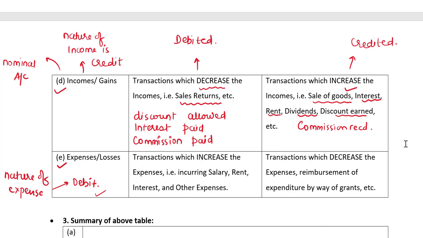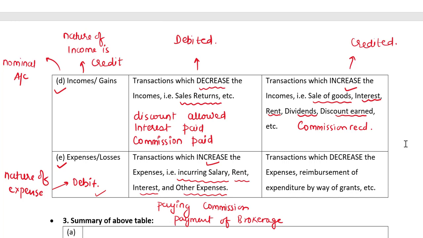So transactions which increase the expenses, like paying salary, paying rent, paying interest, and other expenses, paying commission, paying brokerage, payment of brokerage, these things will increase the value of expenses, and so it is to be debited. The expenses to be debited. Why? Because the nature of expenses is debit, and vice versa.